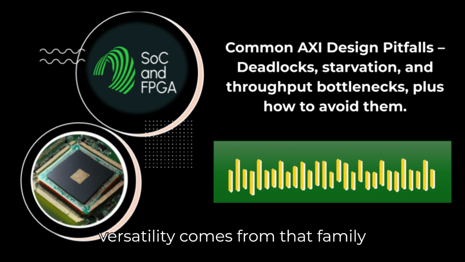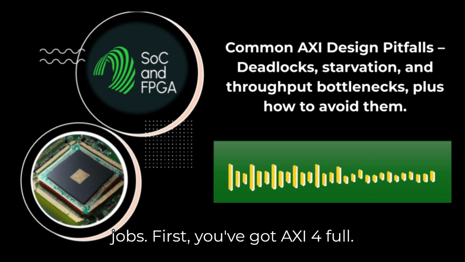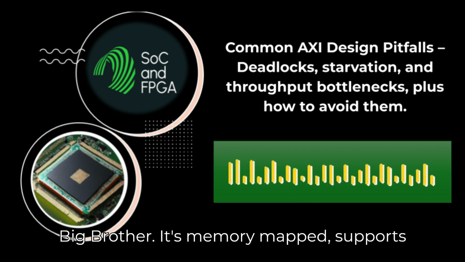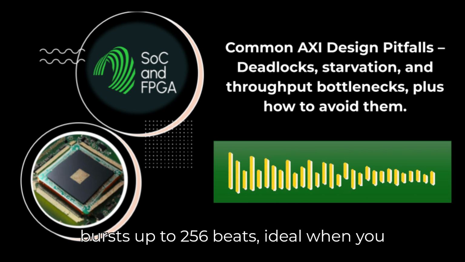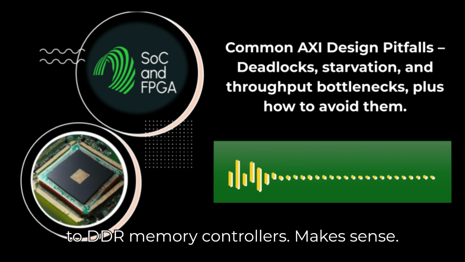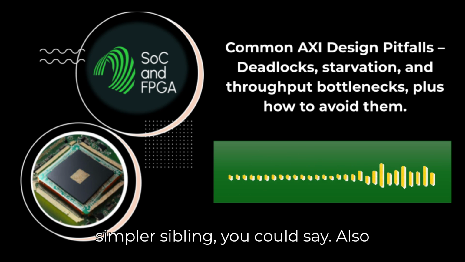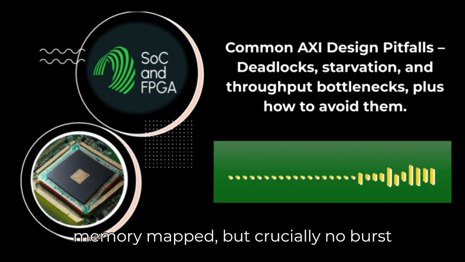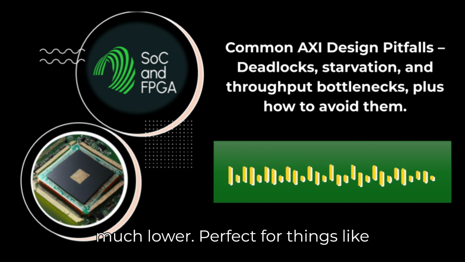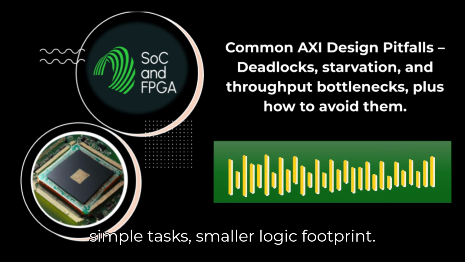Precisely. Its versatility comes from that family structure, each tailored for different jobs. First, you've got AXI4 Full. That's the, let's say, high-performance big brother. It's memory mapped, supports bursts up to 256 beats. Ideal when you need massive throughput, like connecting to DDR memory controllers. Makes sense. What else? Then there's AXI4-Lite. The simpler sibling, you could say, also memory mapped, but crucially no burst capabilities. Ah, okay. So lower bandwidth. Much lower. Perfect for things like accessing control and status registers, simple tasks, smaller logic footprint.